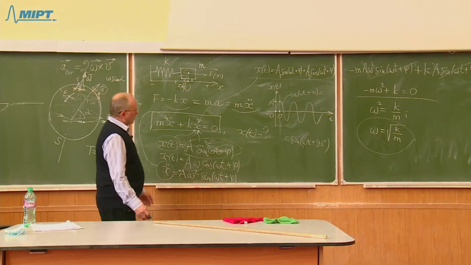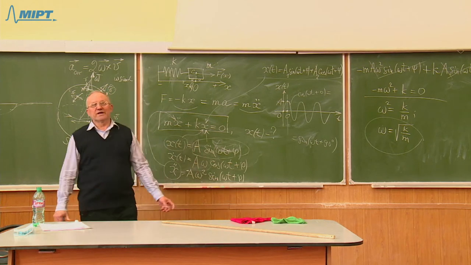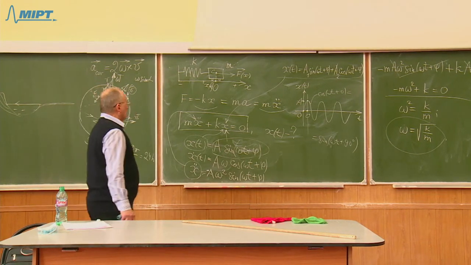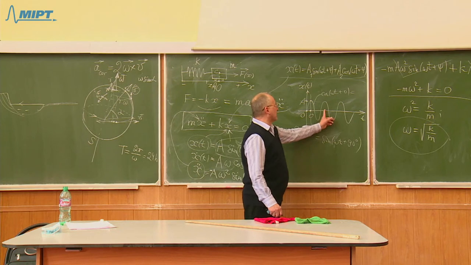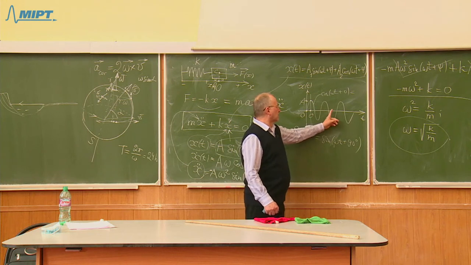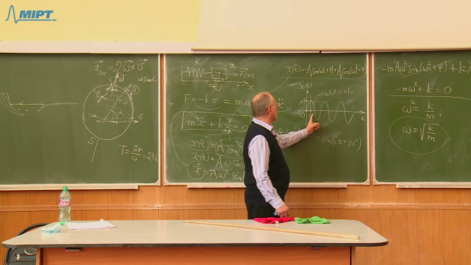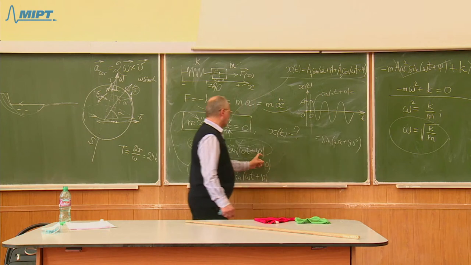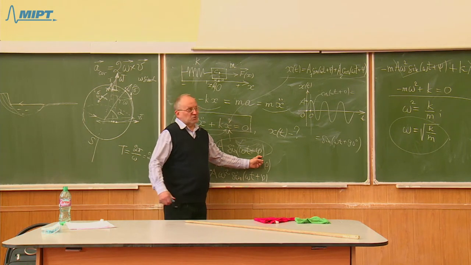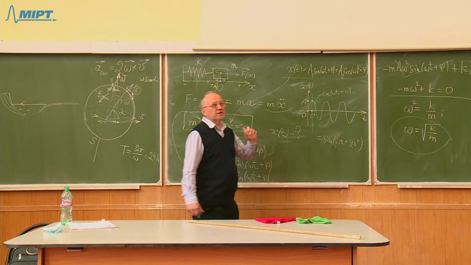So the initial phase and the amplitude are determined by the initial conditions of oscillations. How do I start the oscillations? Or at which moment of time will I start measuring time? I can start measuring time at any moment. Any moment may be chosen as the zero point. That will define the initial phase phi.